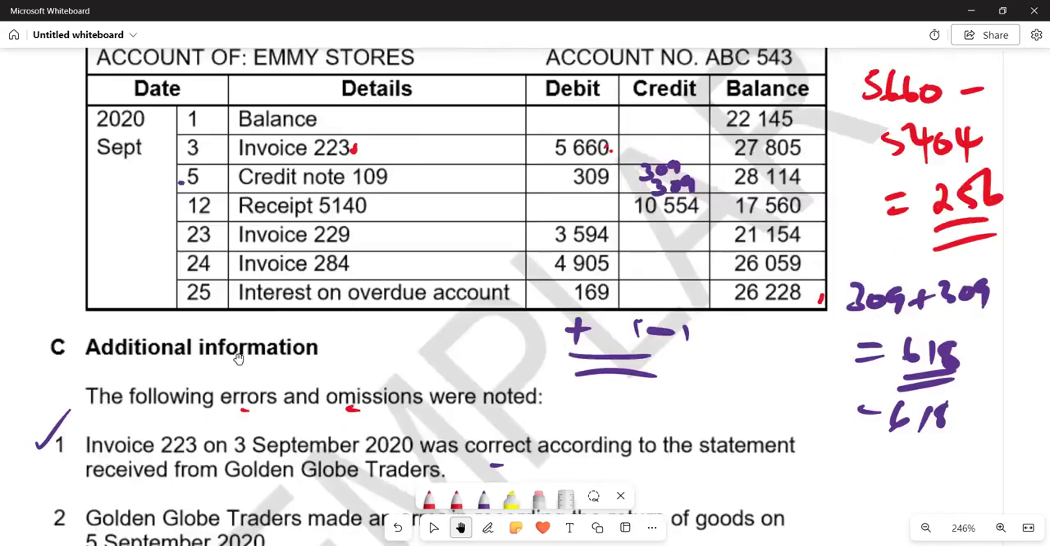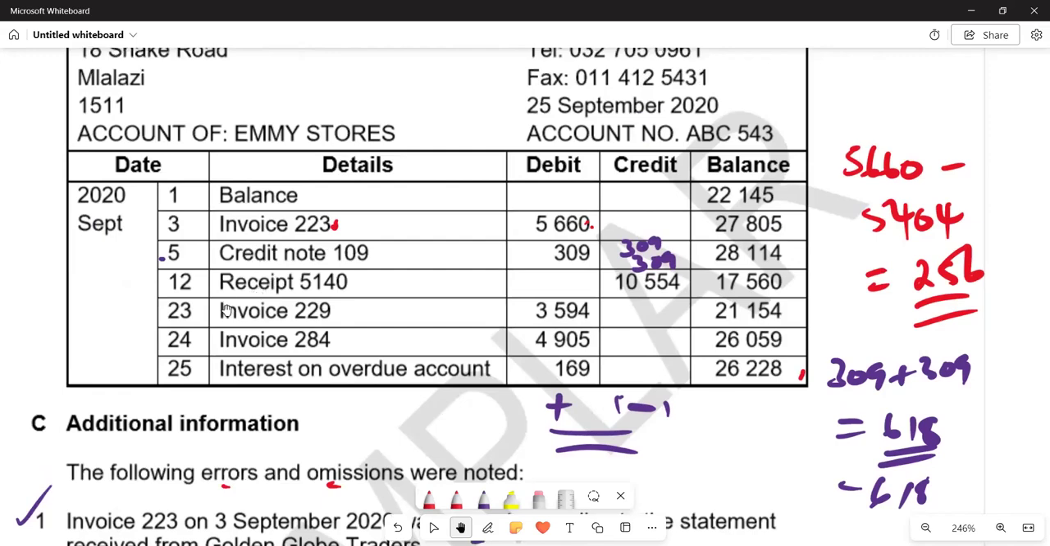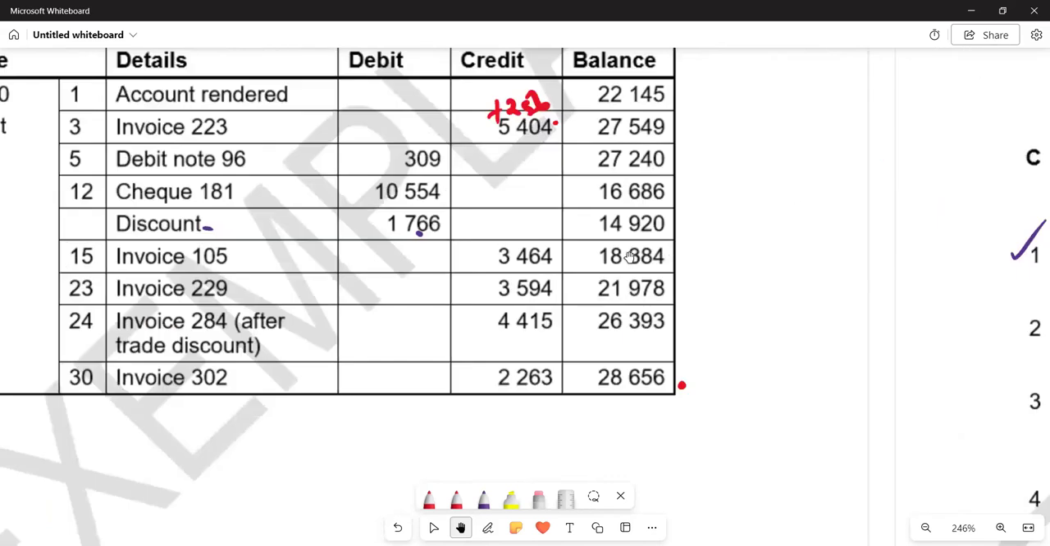Invoice 105 on the statement, and try to see if it's appearing. So we are here and we are trying to check it, and then we can go to the ledger and try to see if we've got this invoice. We are seeing that we have gotten an invoice here, which is invoice 105, which is appearing in the ledger. So this is the invoice that we are looking for, 105, which is for 3,464.